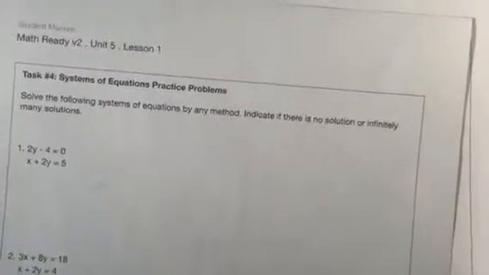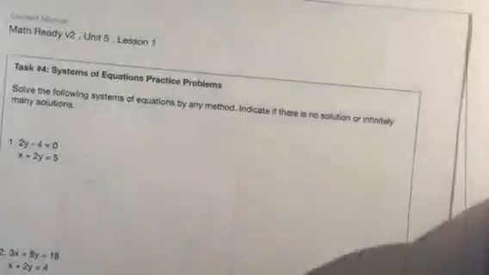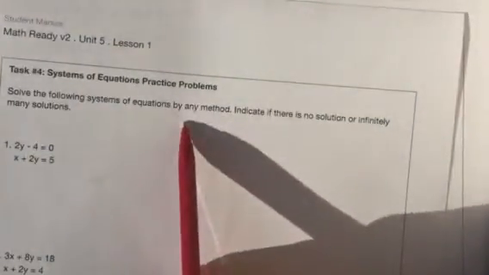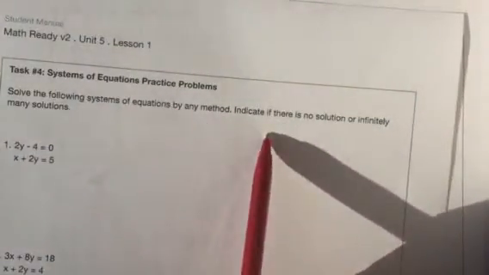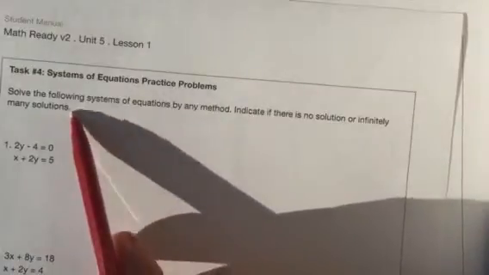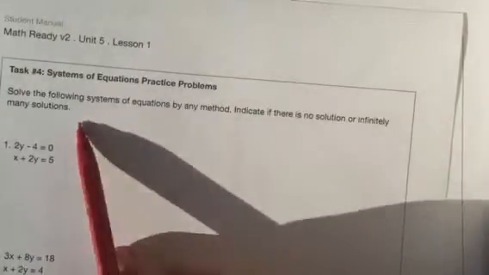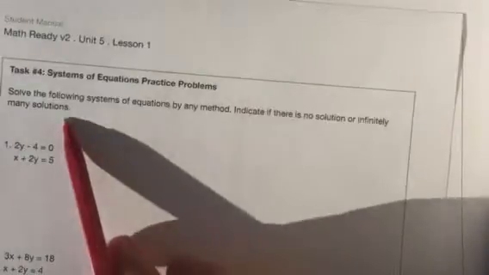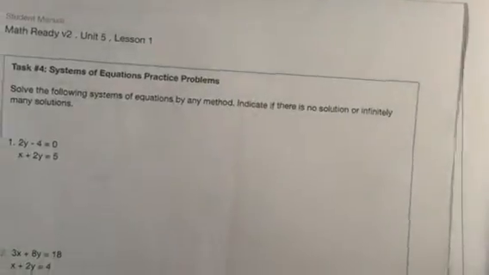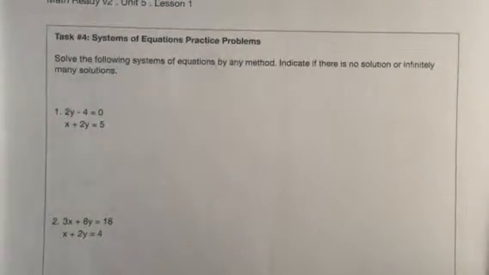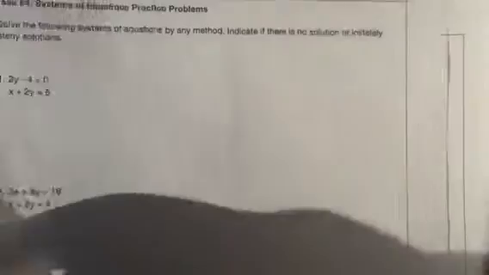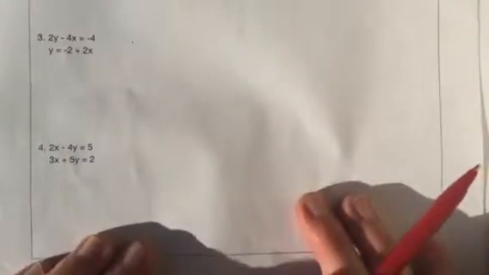So on task number 4, the instructions are to solve the following systems of equations by any method and indicate if there is no solution or infinitely many solutions. Now this doesn't mean that all of them are going to have either no solution or many solutions, but if it doesn't have one solution, you're supposed to say which of these other two situations it is. There are actually 8 problems on this task. I'm going to do problems 4, 5, and 6, and then the rest are for you to do.